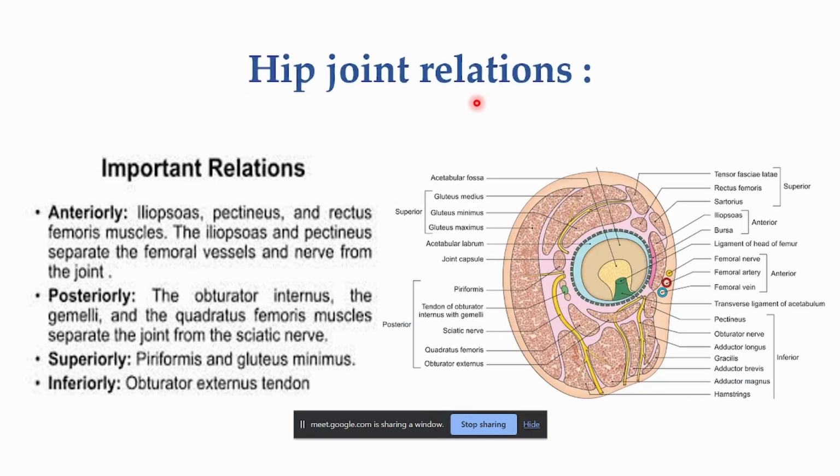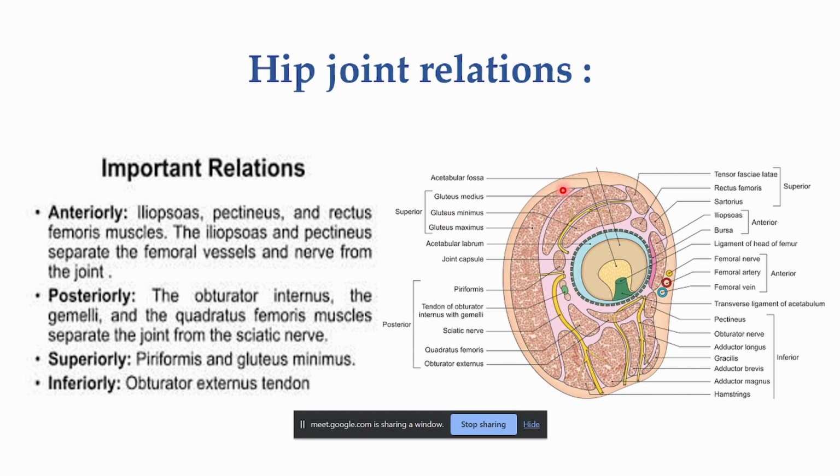Next, we'll learn about the important hip joint relations, wherein we'll see the anterior relations first. So we are able to appreciate the femoral nerve, the femoral artery, and the femoral vein. Also, the iliopsoas is separated from the joint by a bursa. Next, we'll see the posterior relations, the obturator externus, which is covered by the quadratus femoris.